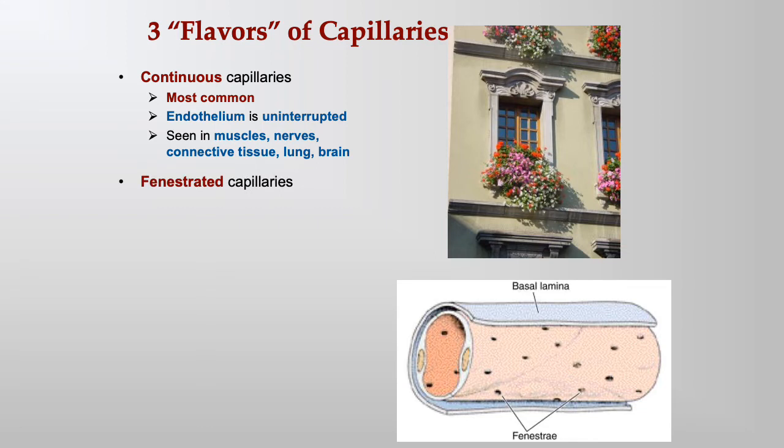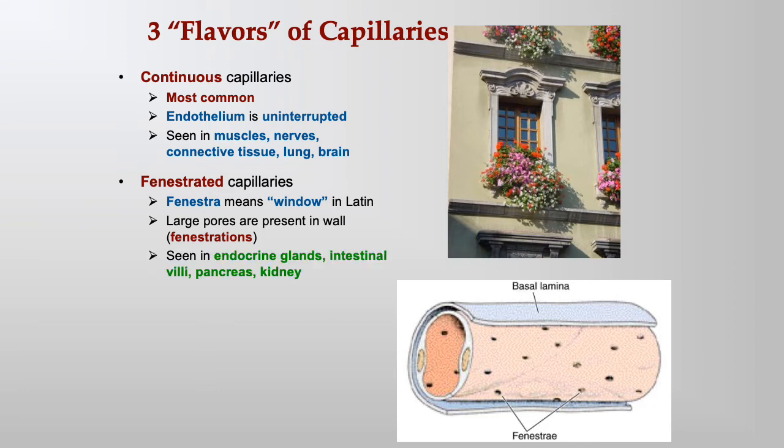Then there are capillaries called fenestrated capillaries. Fenestra in Latin means window. So you can see in the illustration at the bottom there, the capillary has little windows in it. So fenestrated capillaries are capillaries that can allow even bigger things to get out, bigger than the normal nutrients. So the large pores are called fenestrations, windows, essentially. Where do you see fenestrated capillaries? Places like endocrine glands, intestinal villi, the pancreas and the kidney. Villi are little projections in the intestine where you absorb nutrients.